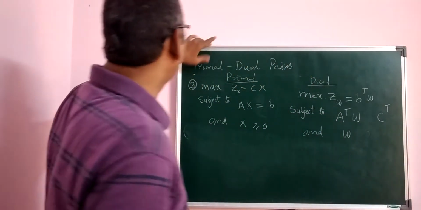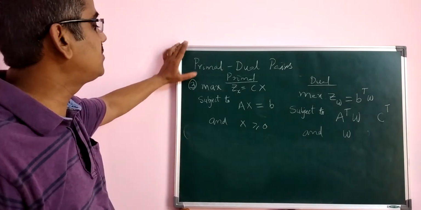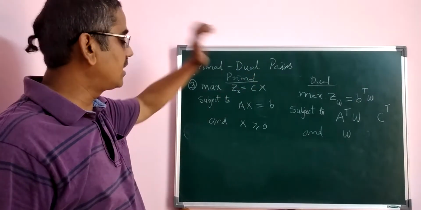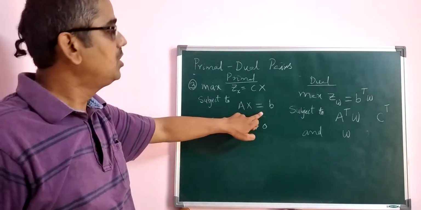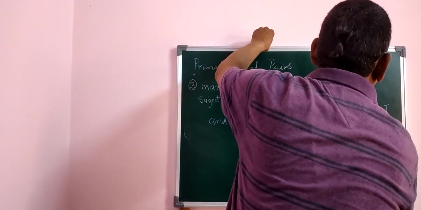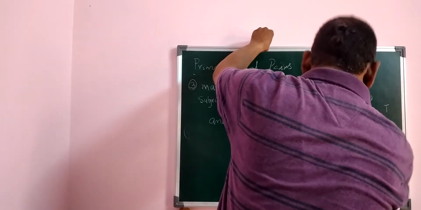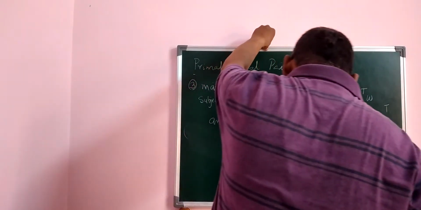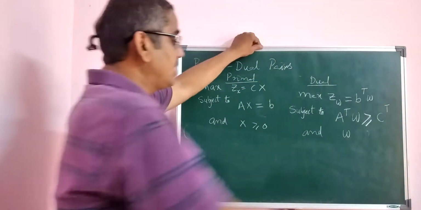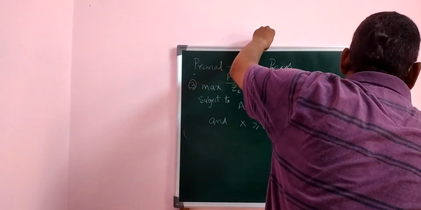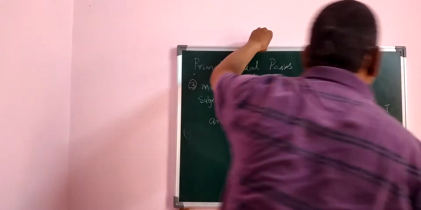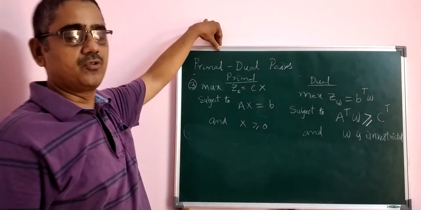If the primal LPP is maximization Z(x) = cx subject to the constraints Ax = b and x greater than or equal to 0. If it is maximization with equal to, then the dual is minimization with greater than or equal to. That is the format. Maximization with equal to becomes minimization with greater than or equal to in the primal to dual, and omega is unrestricted. In all the cases except one or two, omega is unrestricted.